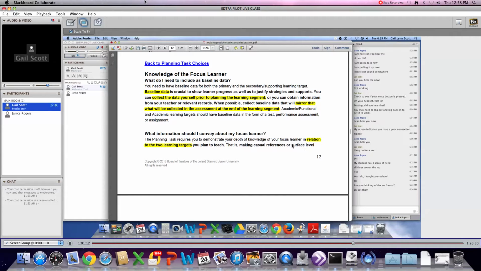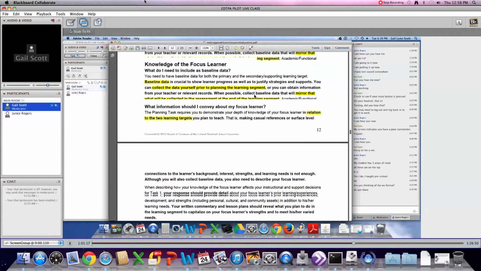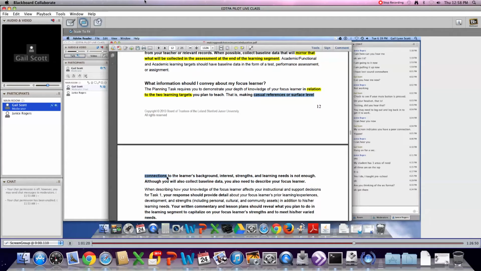Making casual references or surface level connections. Johnny likes cars. One of the sentences in our lesson will have to do with cars. Duh, no. Okay? That's casual surface level. Okay? I want to know what the student's background is, what are they familiar with, what are you building on, what are they interested in, what are their strengths that you can use to help them.